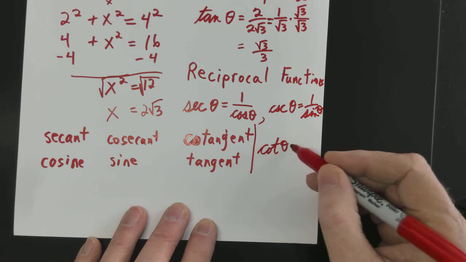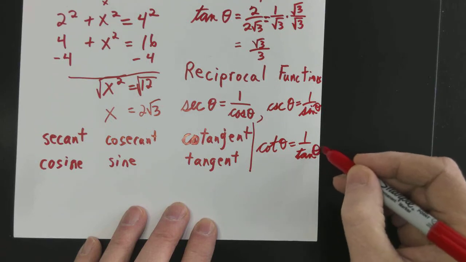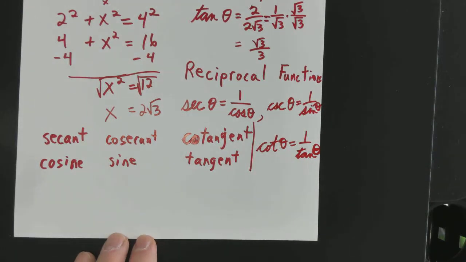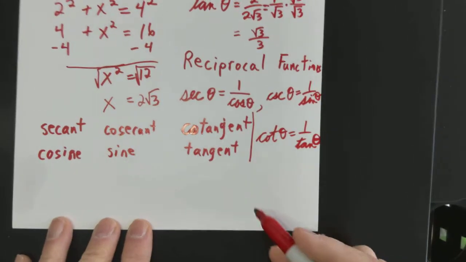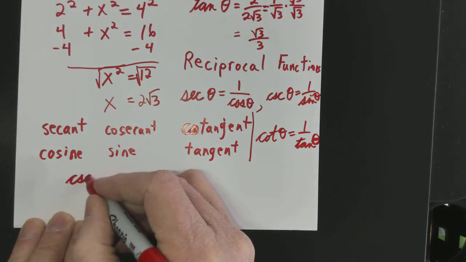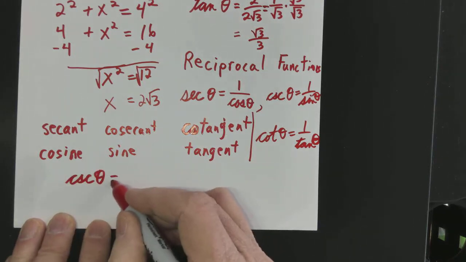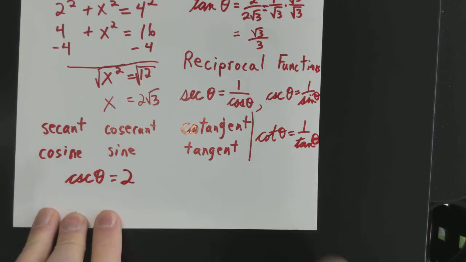And cotangent of theta, that's 1 over tangent of theta. So when it says find the 6 trig functions, which your instructions will say, we need 3 more in this. And so let's go for cosecant of theta. What's cosecant of theta? It's a reciprocal of what the sine of theta was. It is 2. Is everybody good with that? Reciprocal of 1/2 is 2, right?